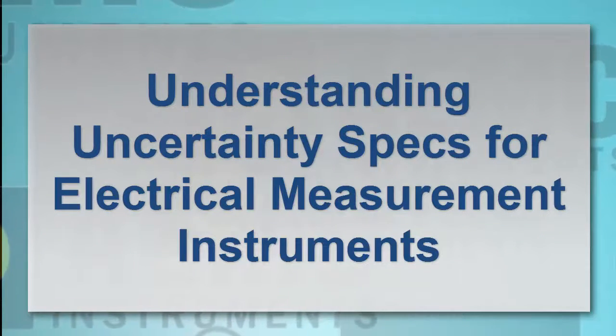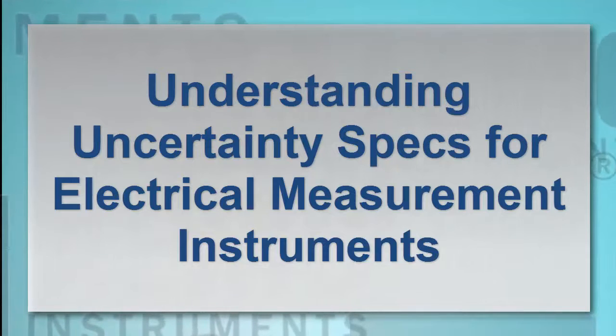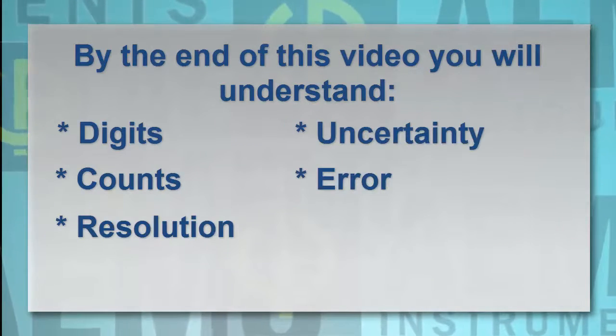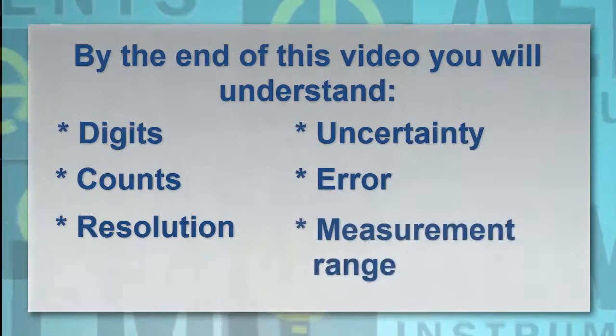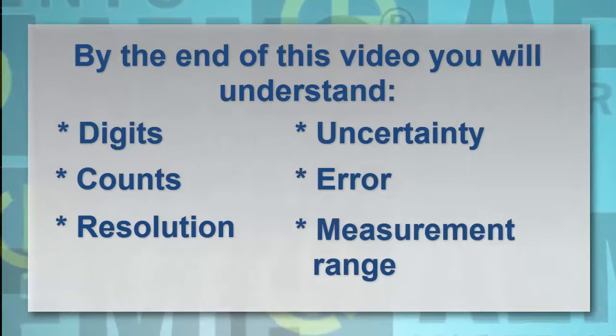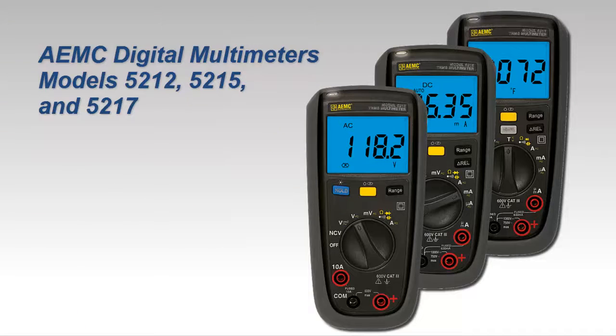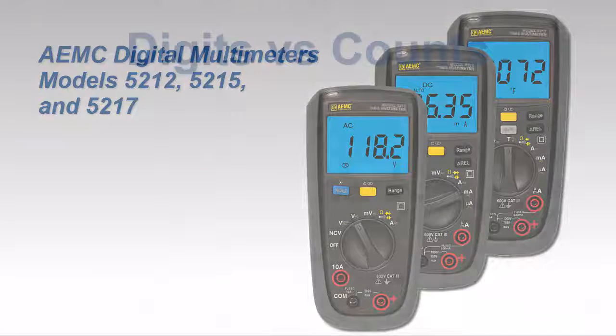This video describes how to determine accuracy for electrical measurement instruments. We define terms such as digits, counts, resolution, uncertainty, and error. We also explain the importance of selecting the right measurement range when taking a reading. In this video, we use a digital multimeter as our demonstration instrument. However, most of what we'll cover also applies to other types of instruments.